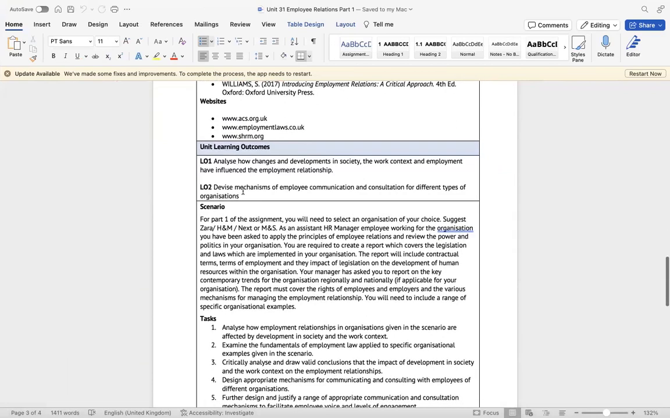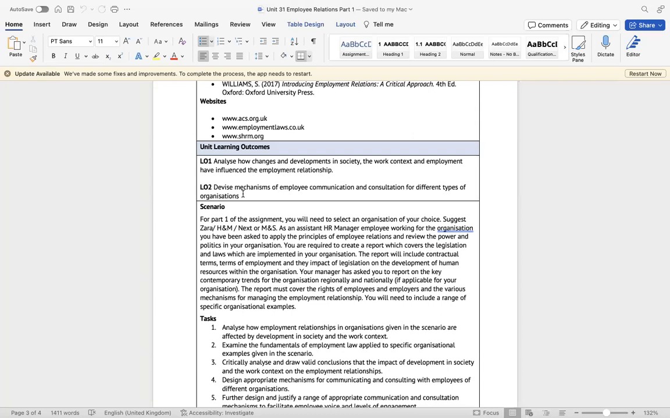Perfect. So we went through LO1 and LO2 last week. For LO1, we spoke about how the changes and development in society, the work context and employment have influenced employment relations. In that learning outcome, we spoke about different business units and how a change or development in society can affect a small business, an MNC, a gig economy. We discussed how small changes can influence a small business so much, but for an MNC, it might not be that impactful, right? So that was LO1 when we discussed it last week.